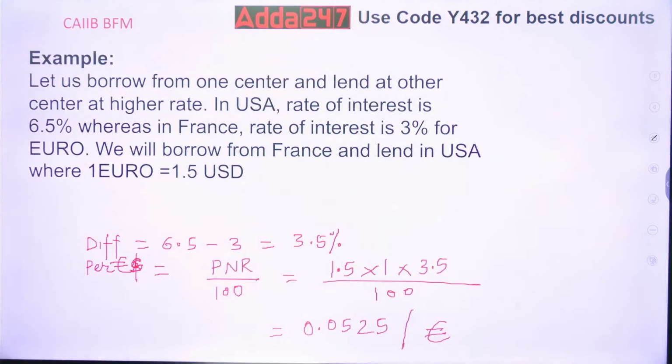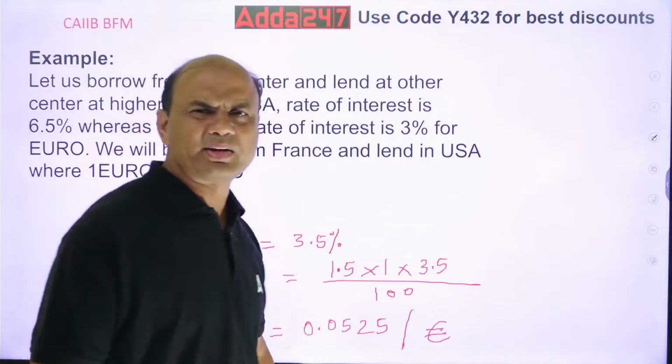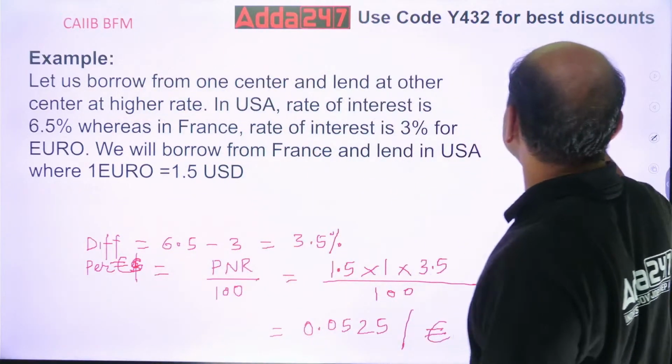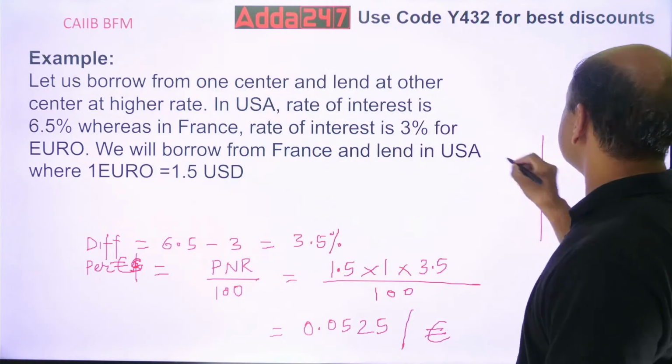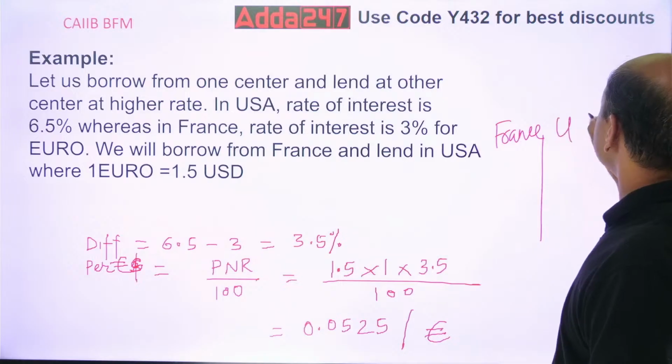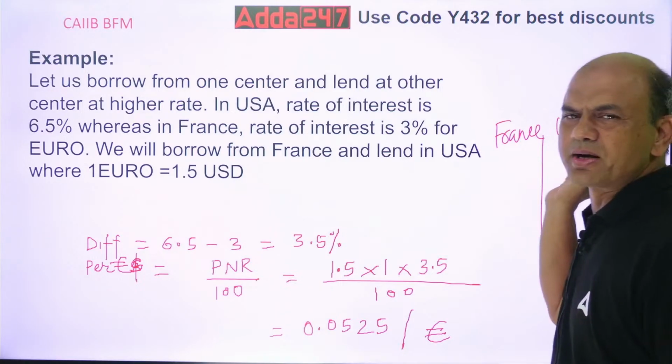You can solve it in another way also. Some of you might be getting confused over here about how I got this 3.5. So you can solve it in a different way also. For explanation I will give you this. Let's take France and USA, two countries, separately.